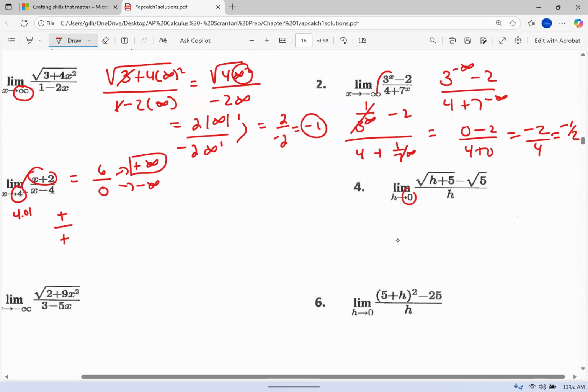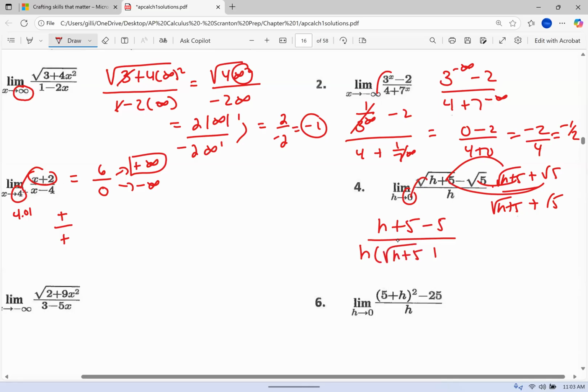In number 4, I'll replace h with 0, and I'll get root 5 minus root 5, which is 0, over 0. I'm going to multiply in this one by the conjugate, which is root of h plus 5 plus root 5, over root of h plus 5 plus root 5. I'll multiply these two out and get h plus 5, the outer and the inner will drop, minus 5, all over h times my bottom. The 5's will add to 0, while the h's will divide out. Then when I take my limit as h goes to 0, I'm left with 1 over root 5 plus root 5, which is 2 root 5.